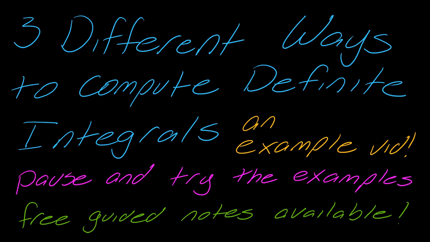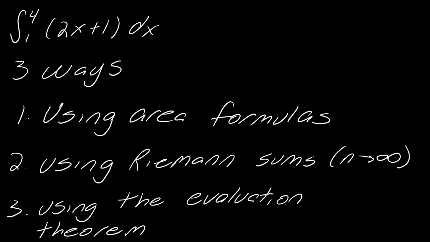Hey guys, this is an example video where I'm going to show you 3 different ways to compute a definite integral. So let's just get right into it. I'm going to be computing the integral of 2x plus 1 from 1 to 4, 3 different ways. First using area formulas, then Riemann sums, and then using the evaluation theorem.